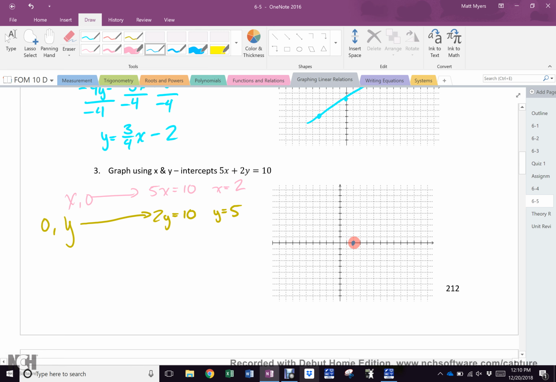Positive 2 for x and 1, 2, 3, 4, 5. There's the line. What's the slope here? Negative 5 halves. Wait, how do you know that? Because I went up 5 and I went that way, negative 2.